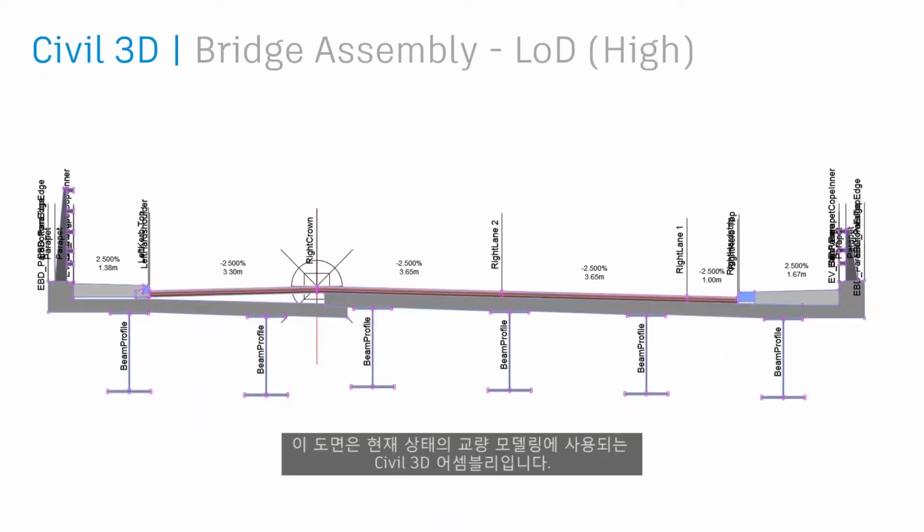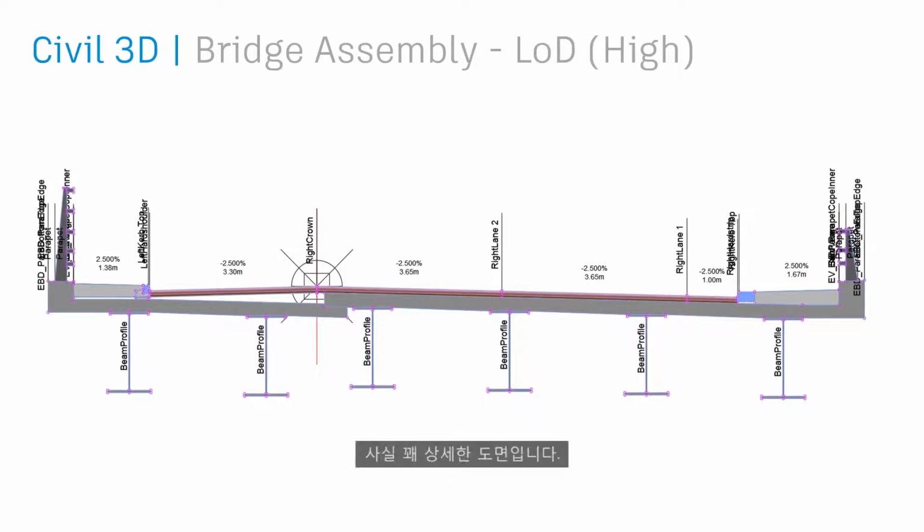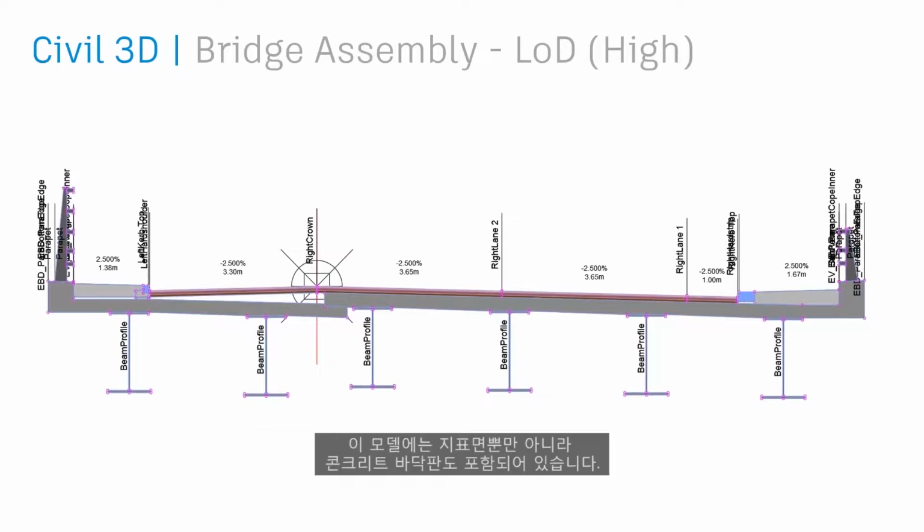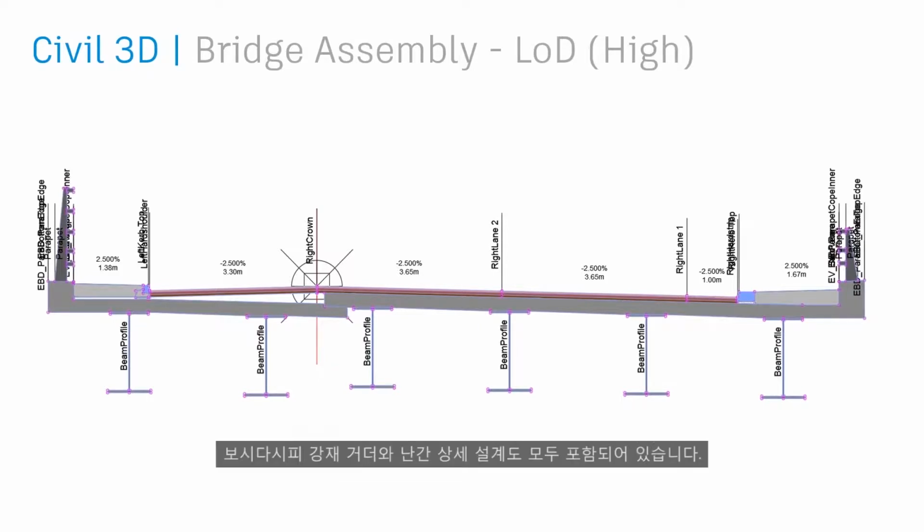This is the Civil 3D assembly used to model the bridge in its current state. Notice there's actually quite a high degree of detail in here. For exporting to Infraworks, we don't need this much detail. This model contains not only the wearing surface and the deck concrete itself, it also contains, you can see there, the steel girders and all of the parapet details.